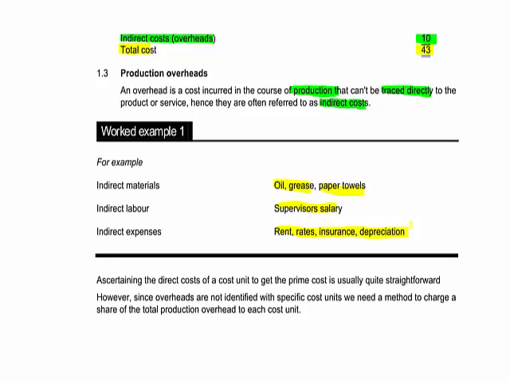Working out the prime cost then is usually quite straightforward, because you can say, well, if we're producing a table, we need the wood, we need the glues, we need the screws. But because the overheads then are not particularly attributed to one unit, what we need is a way then of sharing out the total production overheads to each cost unit.